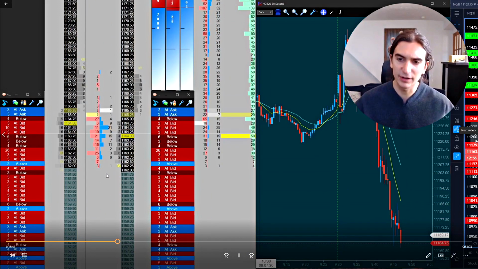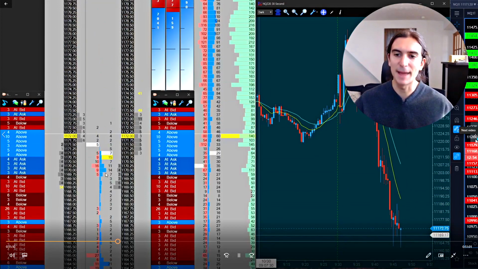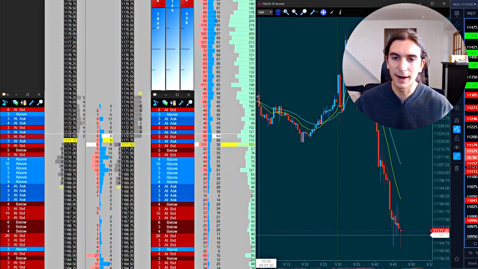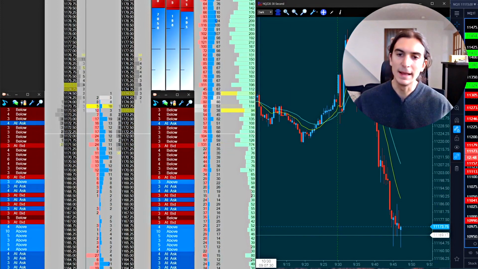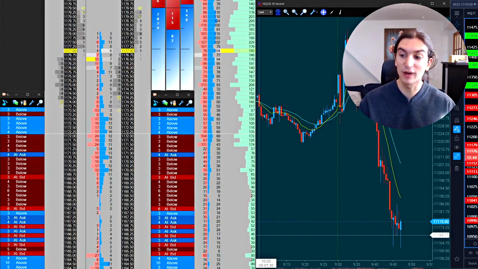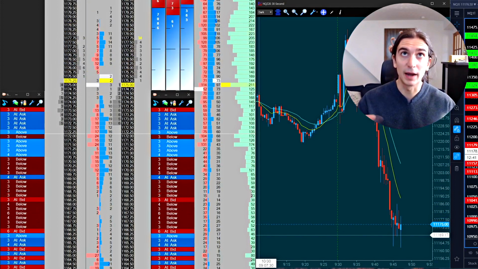Come down, take out the lows, aggressive sellers, and then we immediately bounce right back up about 10 handles from that low. And then now buyers are looking like they're in control. Okay, so this kind of stuff right here, it's giving the impression to a lot of traders that it's time to buy the market, okay?